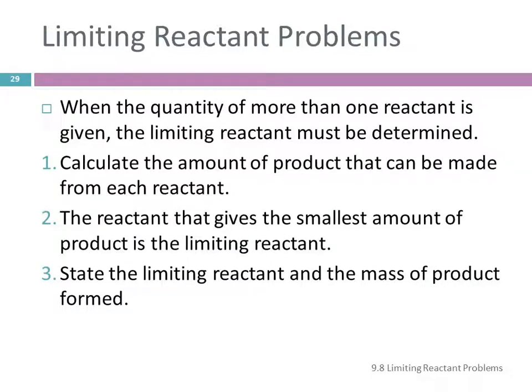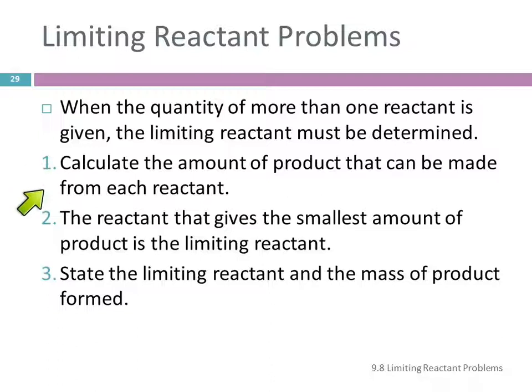So when you have a quantity of more than one reactant, you're going to have to figure out what the limiting reactant is, even if they don't tell you to do that, because that's the only way you can find the amount of product. And these are the steps in doing that.